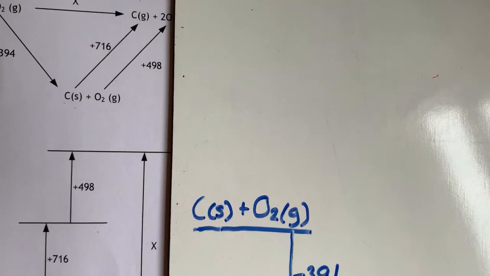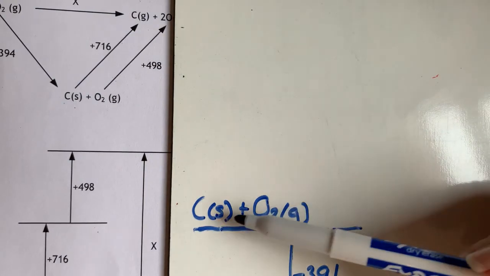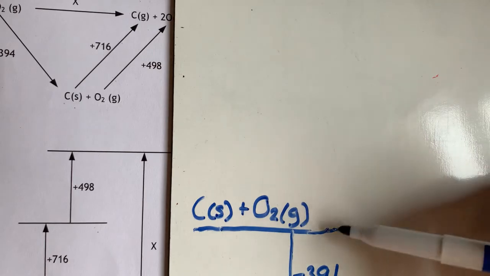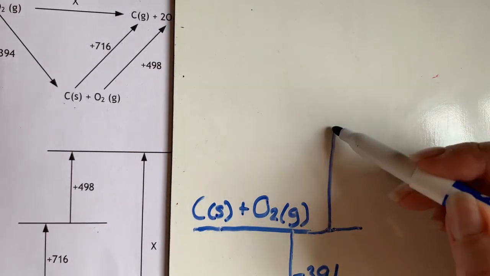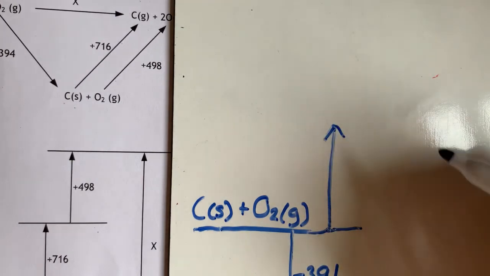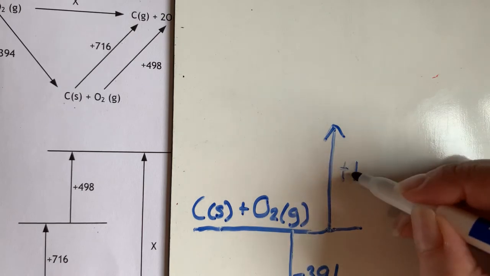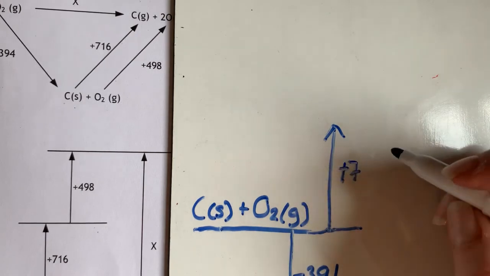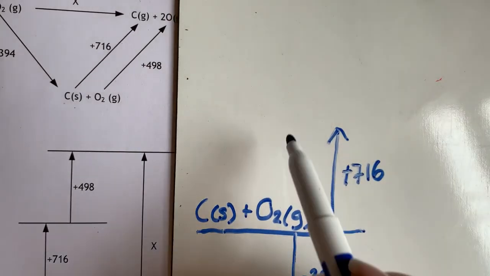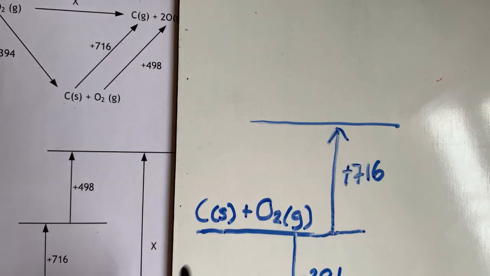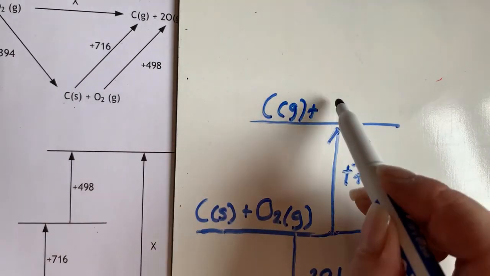Looking at the rest of the diagram, this time we're going to make changes to the standard state for each of these two individually. So first we'll have a look at the carbon. So the carbon takes energy to sublime that. So that's an endothermic process. That's plus 716. So the only change we've made there is to change our carbon solid into carbon gas.